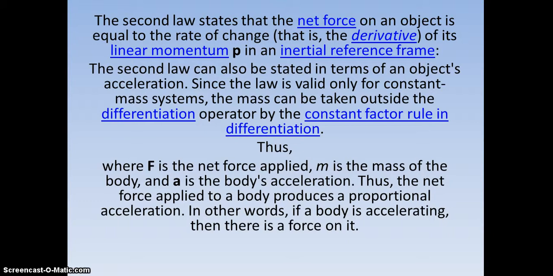Thus, F = m a, where F is the net force applied, m is the mass of the body, and a is the body's acceleration. Thus, the net force applied to a body produces a proportional acceleration. In other words, if a body is accelerating, then there is a force on it.